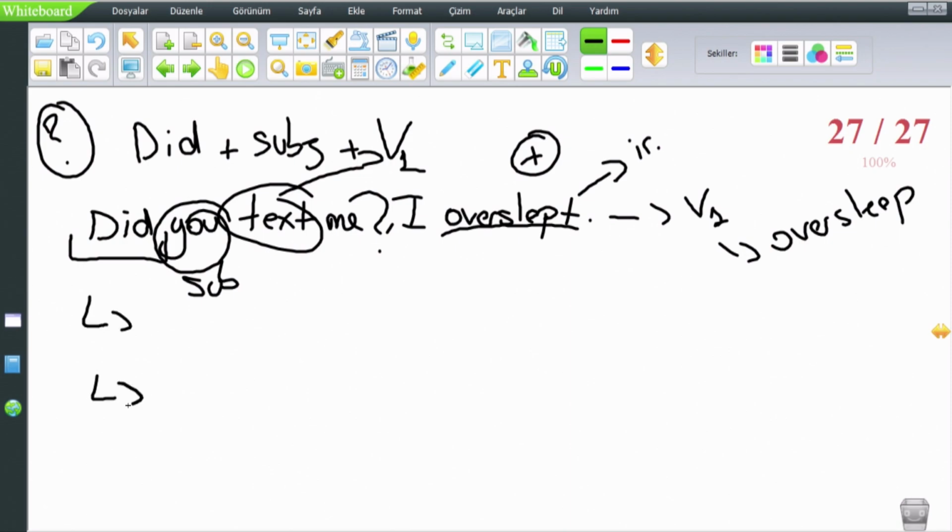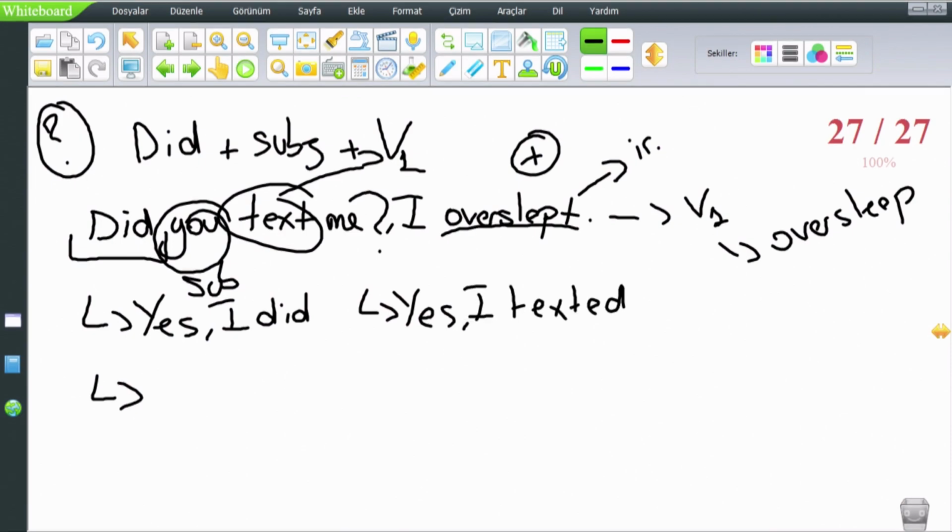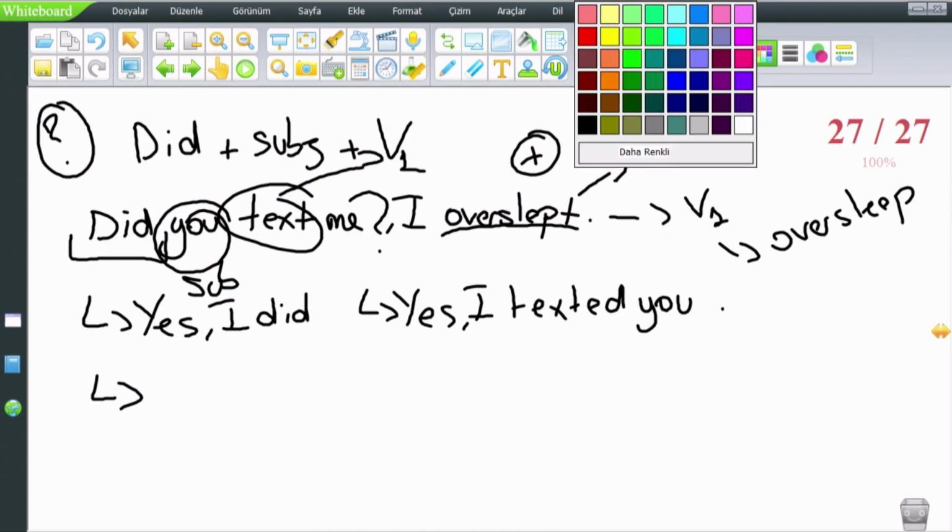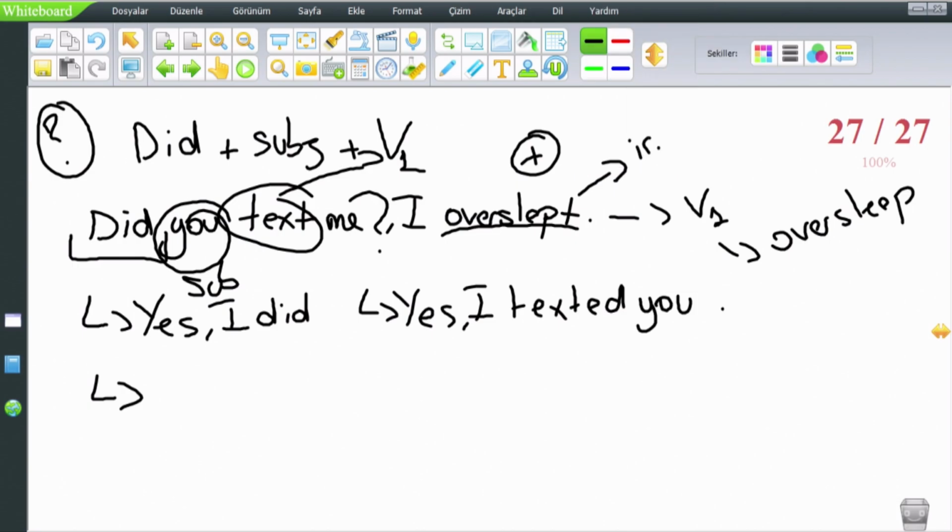Let's give answers for this question. This is a typical yes-no question. I can answer in a positive or a negative way. Yes, I did is my short answer. If I want to give a long positive answer, I would say, yes, I texted you, etc.